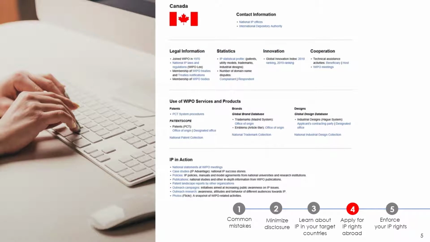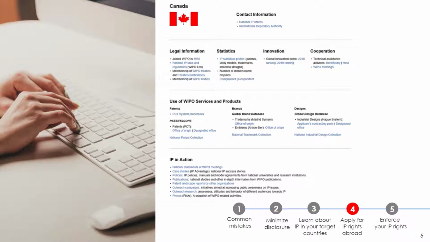Let's look at what the country profile for Canada looks like. At the very top of the page, there are links to the IP office. This is where you'd click to learn more about how to apply for IP rights directly with this IP office. Some of this was discussed in the previous video, Learn about IP in your target countries. Now, let's focus on the information relevant to how to apply for IP rights.